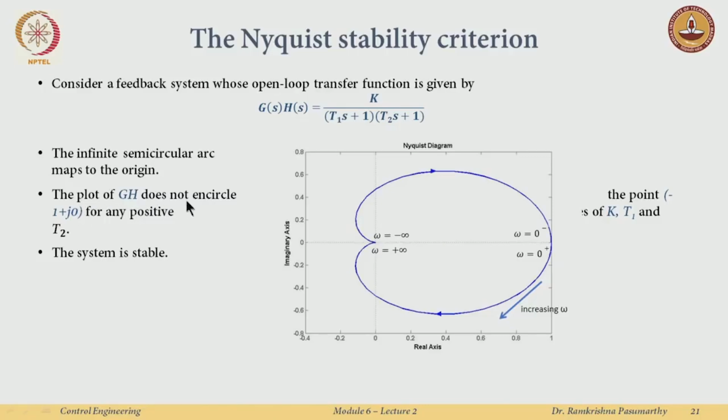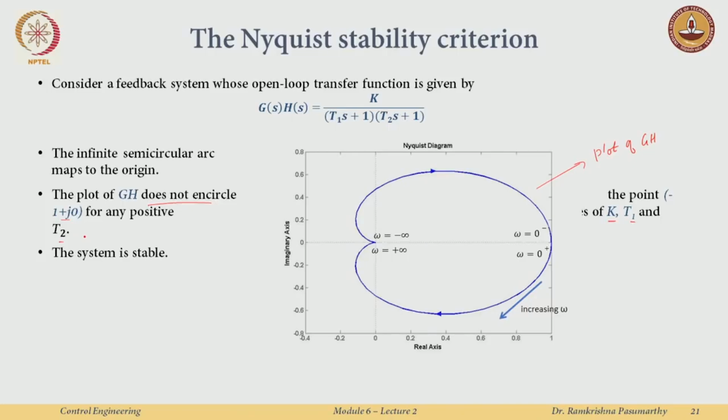The plot of GS, okay, so this is my origin, somewhere here is the point minus 1, it is not even in the graph, so I am nowhere near minus 1 plus j 0. So what do I conclude is that the plot of GH, sorry, there is some distortion here, I will take care of this. So this is the plot of GH, and it does not encircle minus 1 plus j 0 for any positive values of k, t1 and t2. Sorry for the distortion, I will take care of this slide.